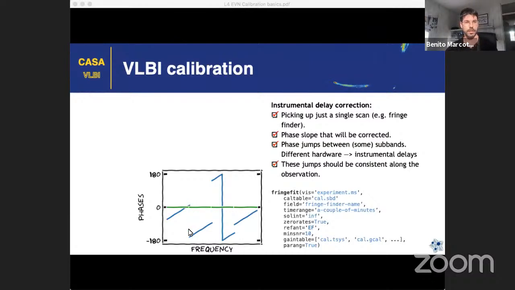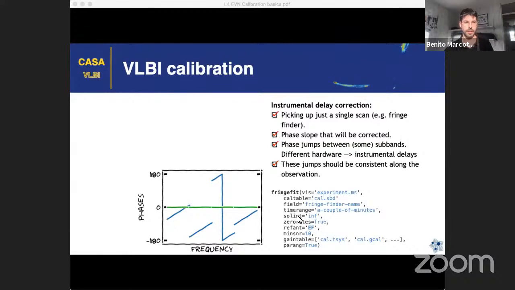So again, these effects are not time dependent. So you only need to consider a small amount of data, enough to have a high signal to noise, but not long enough that you may have some other time effects that may alter the solutions. So we typically consider a couple of minutes, for example, in your fringe finder because it's the strongest signal, and you get a solution for those ones. And the goal is to correct just those jumps.